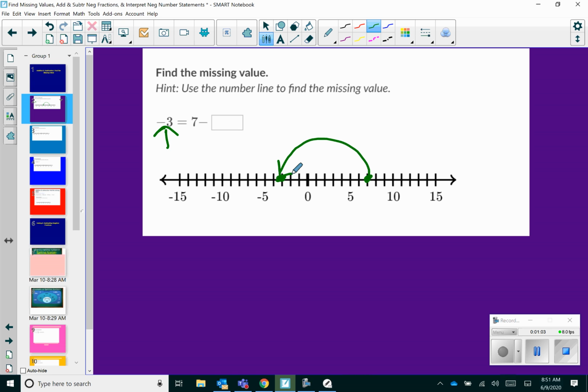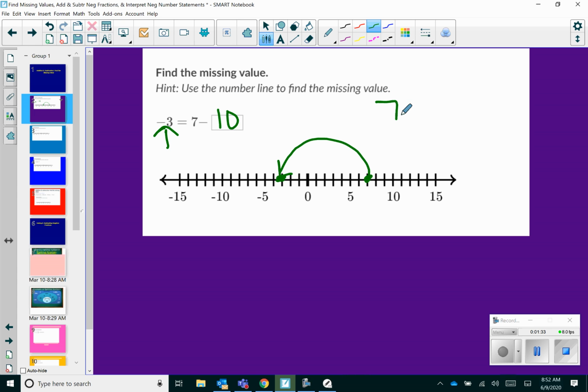Now we know that when we move to the right on a number line, that would be addition. And when we move to the left, it would be subtraction, which we're moving to the left and I can see that they already have subtraction in the problem. So my next step is I just need to count how many units am I moving. So clearly from 7 to 0 is 7 units, and from 0 to -3 is another 3 units. So 7 plus 3 gives me 10, which means I am moving 10 units to the left.